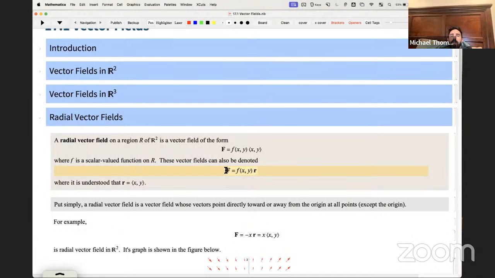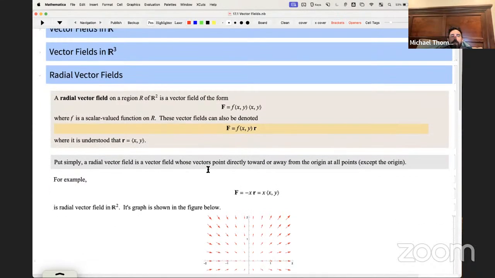Essentially, a radial vector field is a scalar function times that radial vector r. Remember, when you scalar multiply a vector, all it does is scale it. It could reverse the direction, but in general it can't really change the direction. It has to scale it.